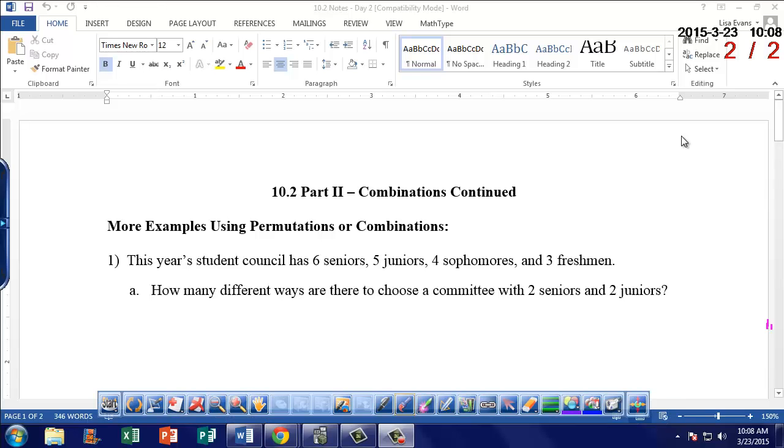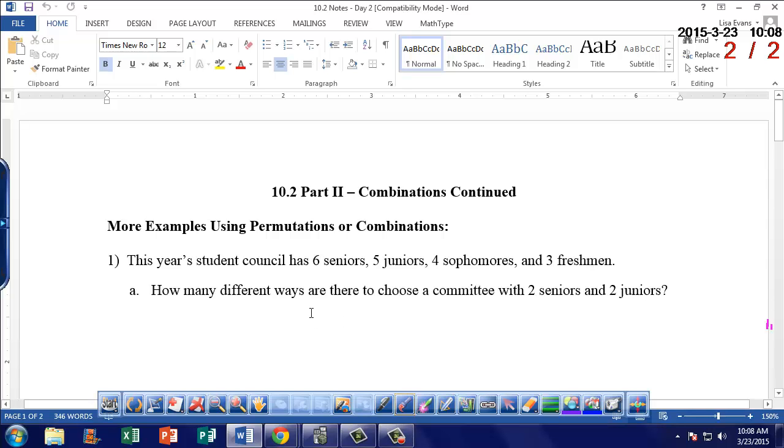Hello, today we're doing 10.2 part 2. We're continuing with combinations. Nothing is different from what we did yesterday. The only difference is now I'm going to do word problems where you might have factorial, permutations, combinations, and then you might have adding or multiplying with the combination. So every problem is going to be a little bit different. This is just going to be practice. Okay, let's go ahead and get started.